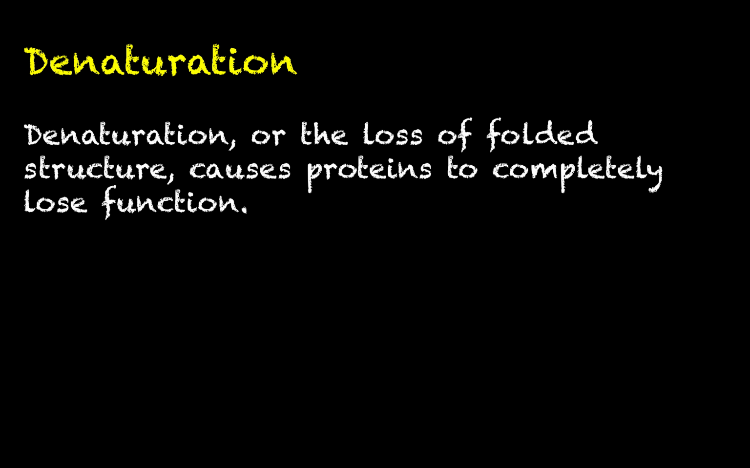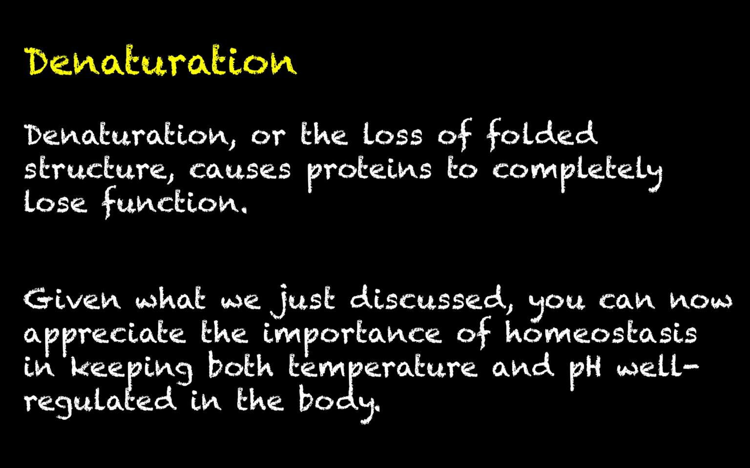So in the case of both temperature and pH, one of the most common problems that you see when the temperature or the pH gets out of whack is that you end up with denaturation of the protein. This is the loss of the folded structure of the protein, and of course, since function is dependent on protein shape, this will cause the protein to completely lose its function. So given everything that we've just talked about, you can now hopefully appreciate the dire importance of homeostasis, not only of body temperature, but of the pH of body fluids like the blood plasma as well.